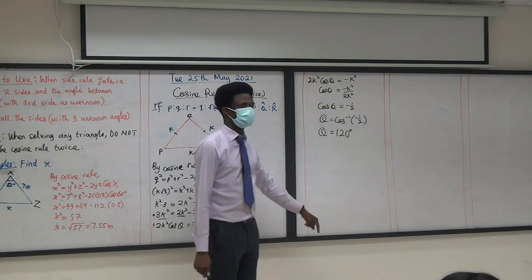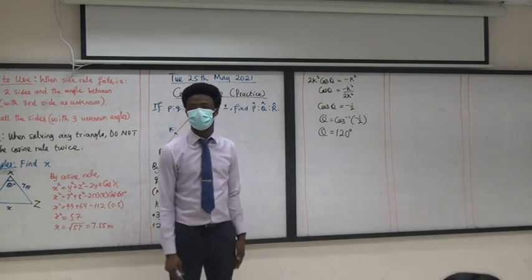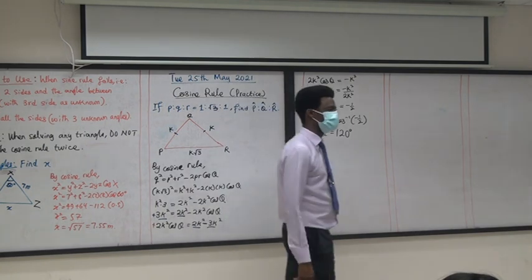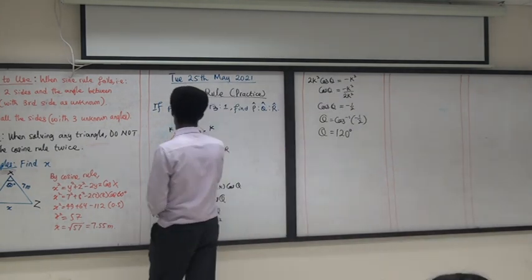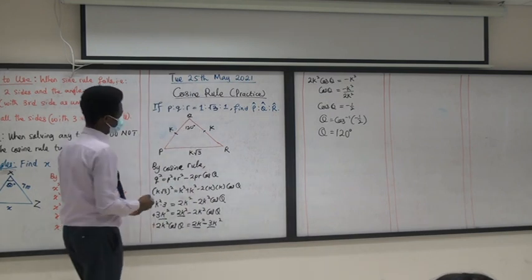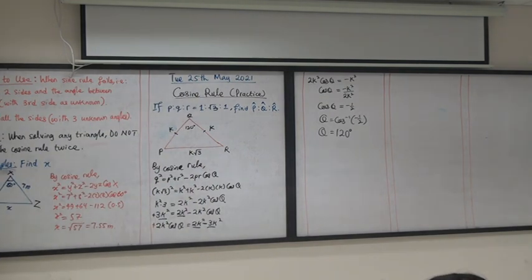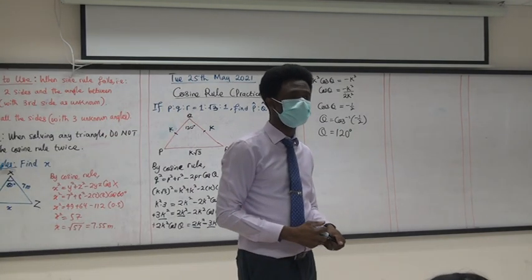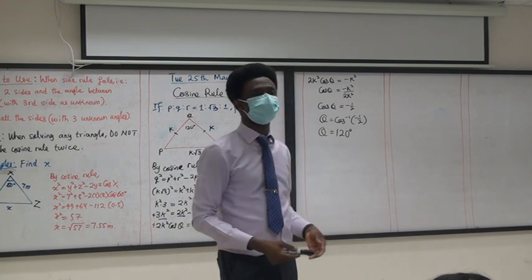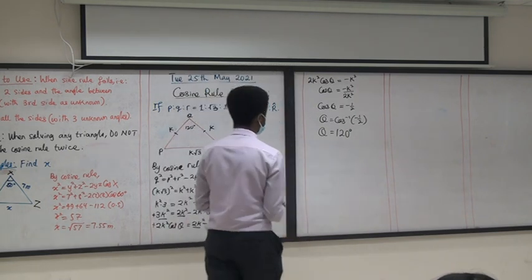So Q is known. Before you can find it, you need to know the three angles, right? Somebody tell me how to get any of the two angles. Now I have Q, so this is 120. What can I do? Sine rule. It's isosceles, so you can just subtract it from 180 and then divide it by. You don't need sine rule.